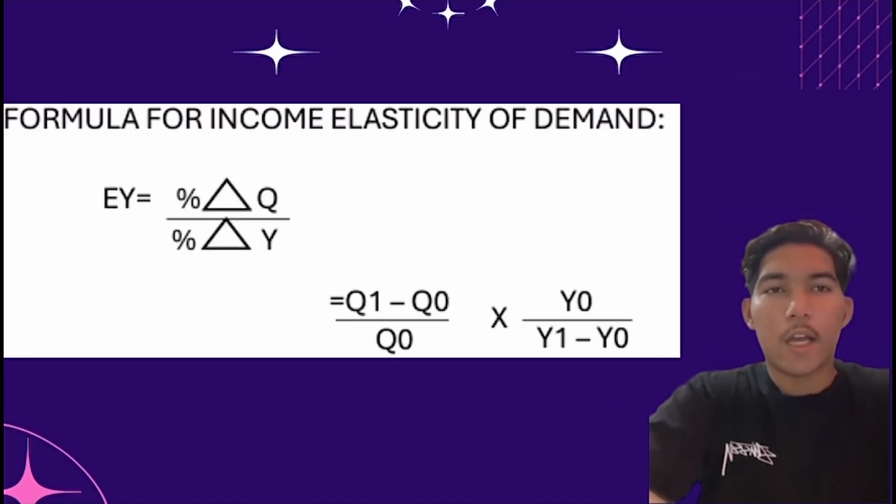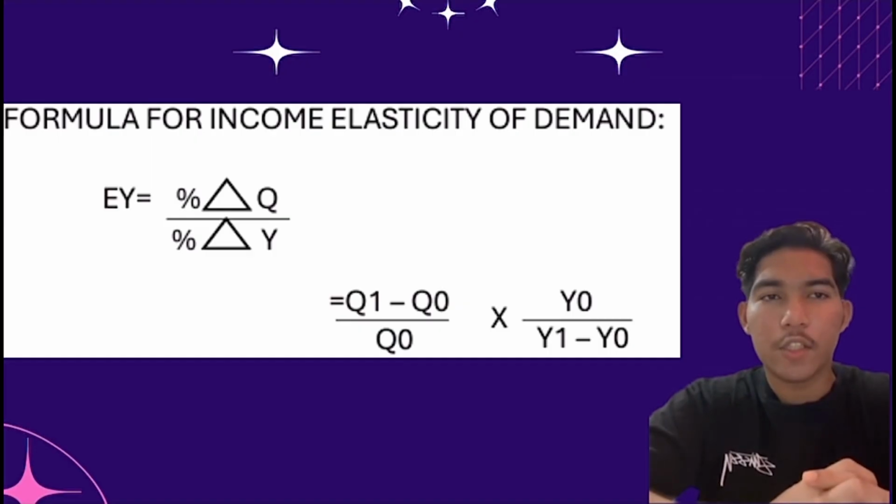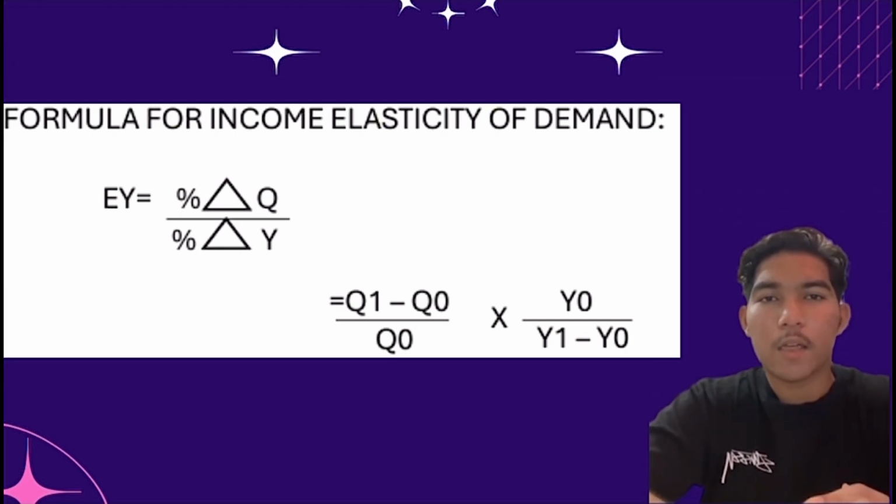As you can see, I already put my formula for income elasticity of demand, which is percentage change in quantity divided by percentage change in income. Or we could calculate it like quantity 1 minus quantity 0 divided by quantity 0, times income 0 divided by income 1 minus income 0.